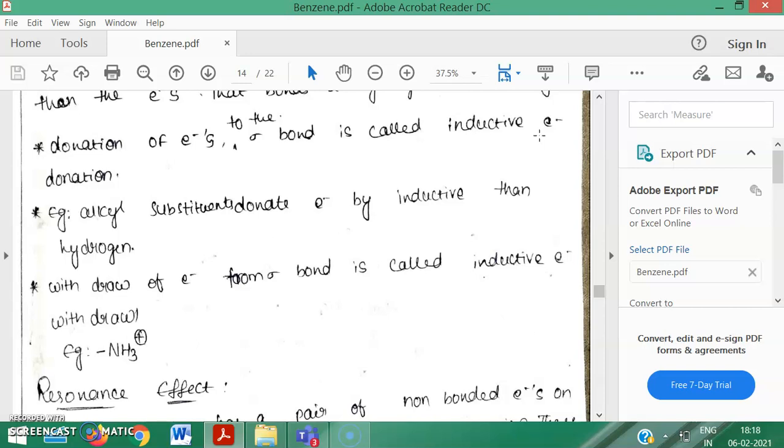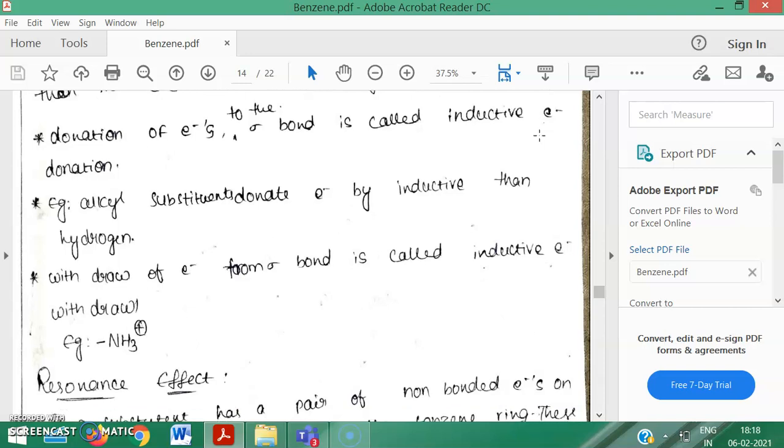Coming to NH3+, it has an electron-withdrawing property. How can it take electrons from the benzene ring? By the sigma bond only, it can withdraw electrons from the benzene. So that's why we call it inductive electron withdrawal.